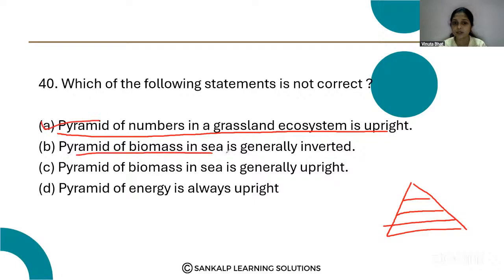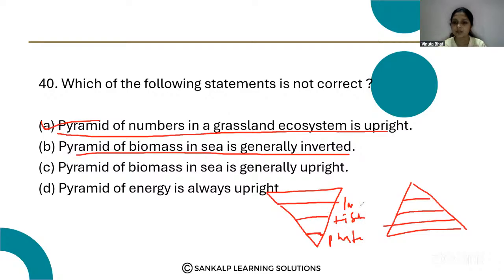Pyramid of biomass in a sea is generally inverted. In the sea ecosystem, the producers are phytoplankton, small algae. Then the fishes feed on these phytoplankton, then larger fishes. So here the biomass of phytoplankton is low, the fishes' is higher, and the larger fishes' is even higher. So pyramid of biomass in a sea is generally inverted, that is also a correct one.